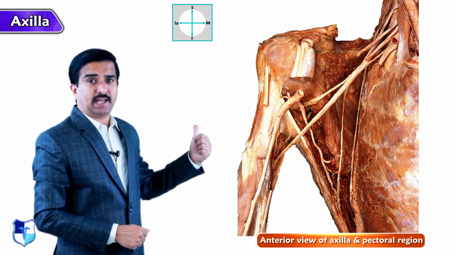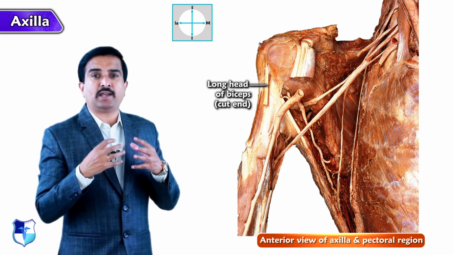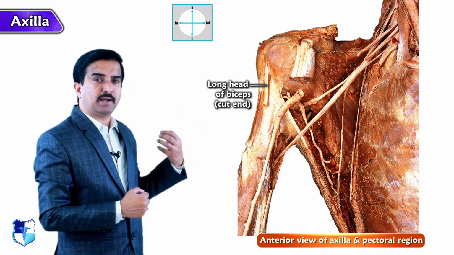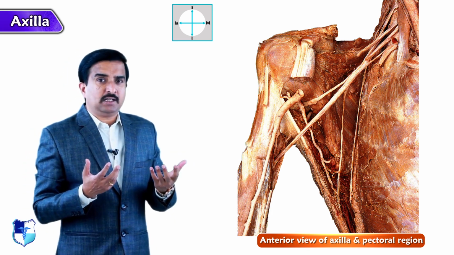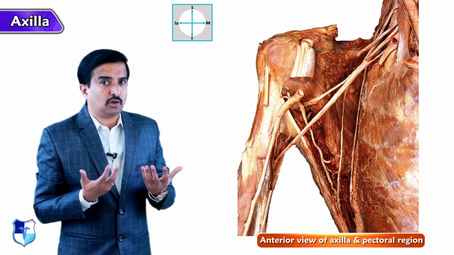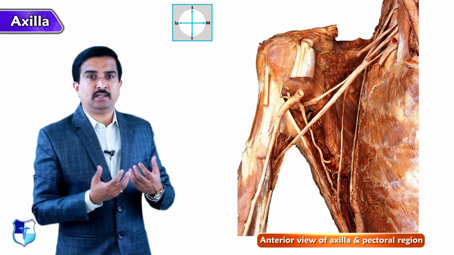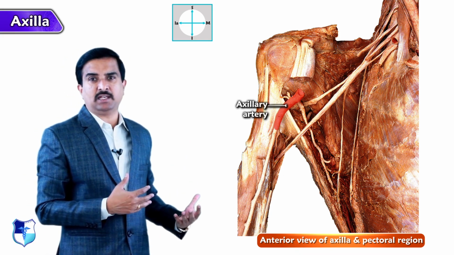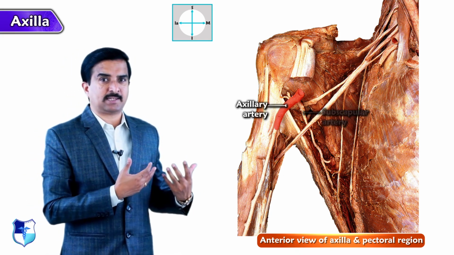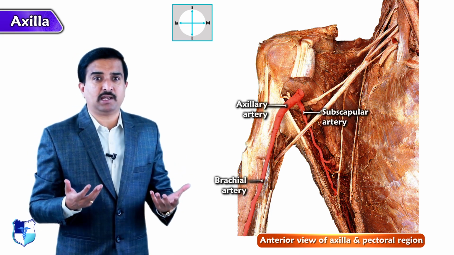And here exactly the deltoid is removed completely and the cut ends of the long head of the biceps crossing the bicipital groove are made out. We know that in the previous image itself the clavicle was already removed to expose the deeper structures. And laterally the cut end of the terminal part of the axillary artery is clearly seen with one of its branches called the subscapular artery, and further the axillary artery continues as the brachial artery in the arm.